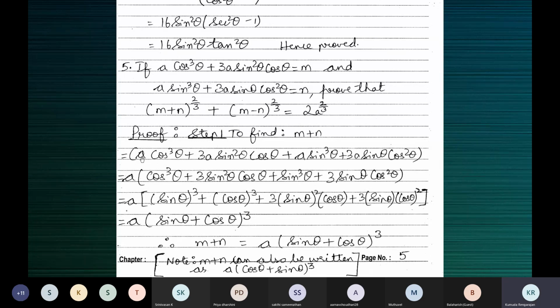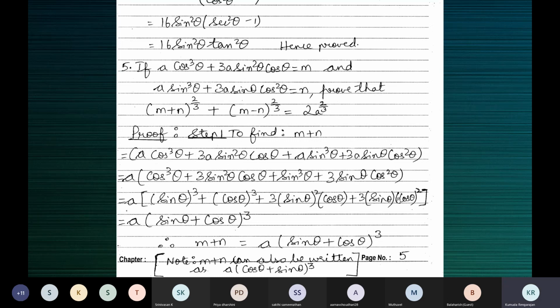I forgot to tell you that a should be taken out common. There's a everywhere here. Whenever there's something common, please bring out the common factor. The first term has a, the second term has a, the third term has a, the fourth term also has a. So bring out a, and then it makes a plus b the whole cube. So a into sine theta plus cos theta the whole cube. So the value of m plus n is this one.